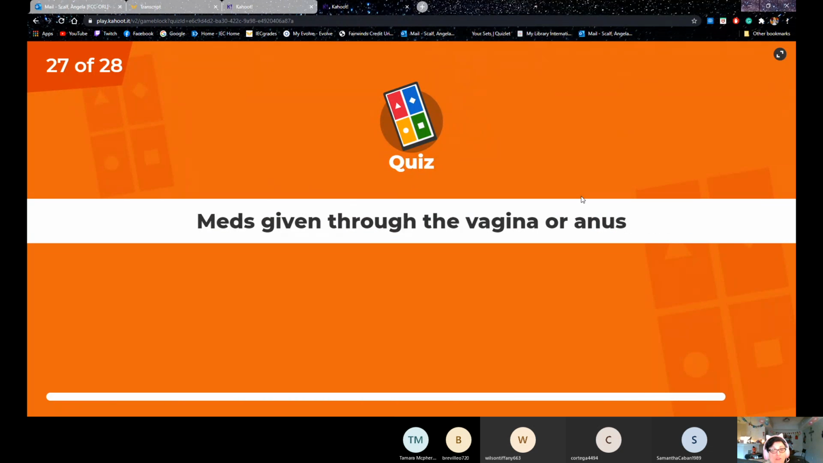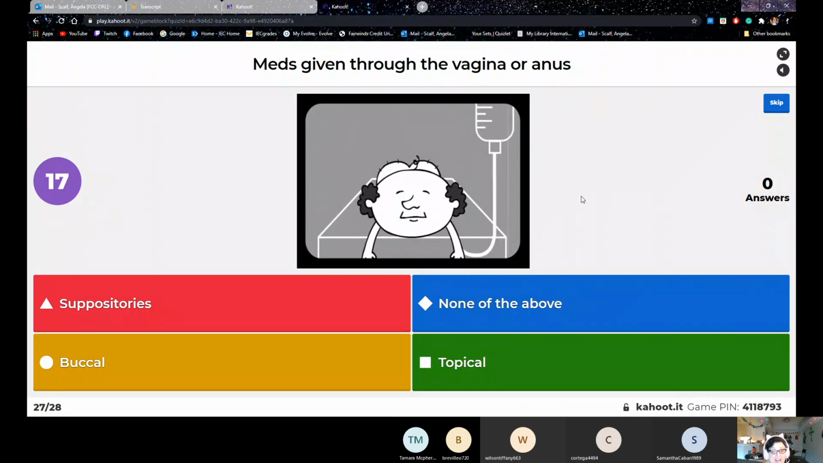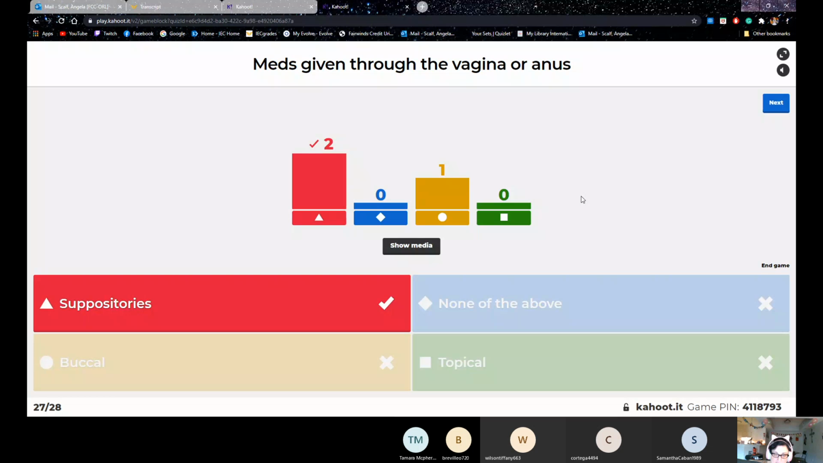Meds given through the vagina or anus. What do we call those? If you've ever had a baby that's had a high fever and was throwing up, you've had to do this. It's not fun. Yeah, a suppository, right? Or also women, a lot of times they have the vaginal suppositories for yeast infections. So suppository, anything given through the vagina or the anus.